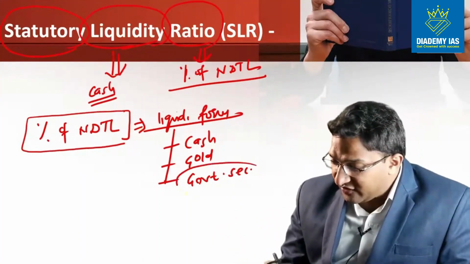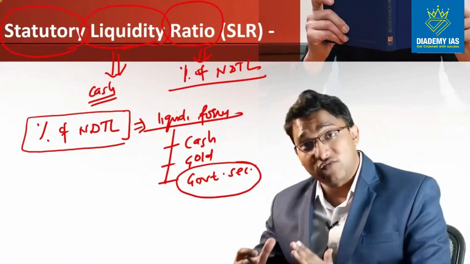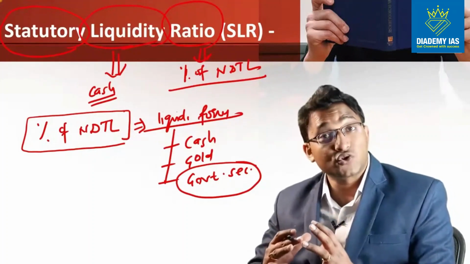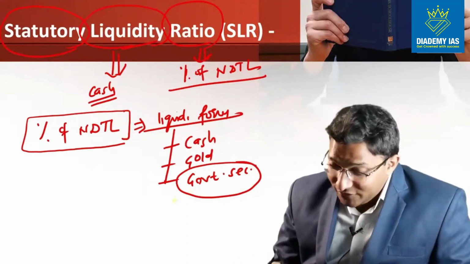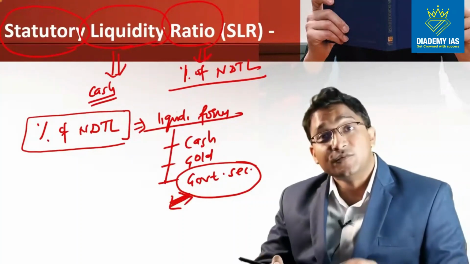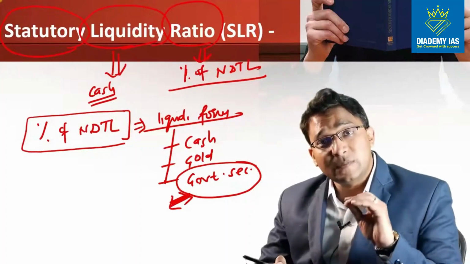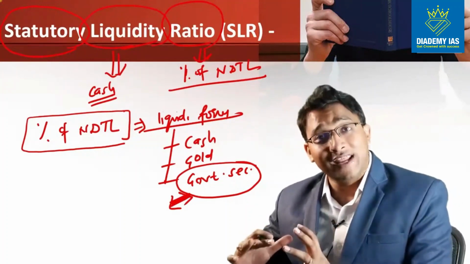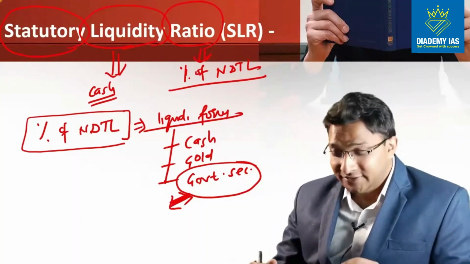Now this government security is very crucial, right? Since the bank can purchase government securities from this amount, this forms one of the major sources of funding for the government securities. What does that mean? That means the majority of the SLR amount goes to government securities. So the government or the RBI always keeps SLR very high so that there is a permanent source of funding for the government securities, like treasury bills, right?